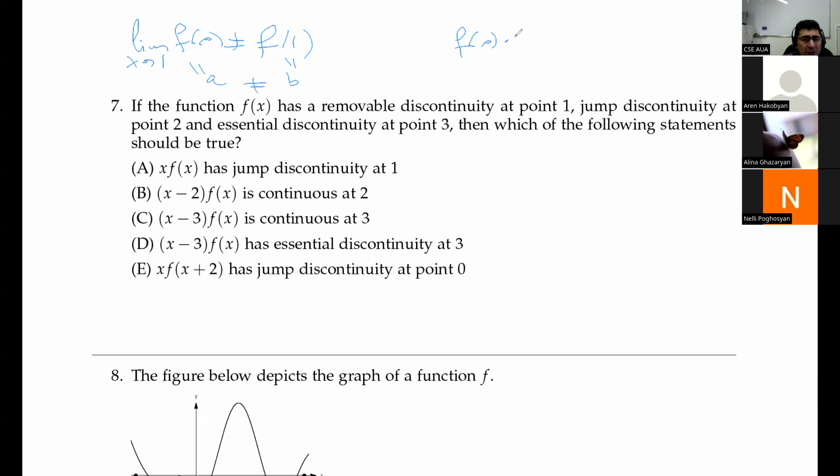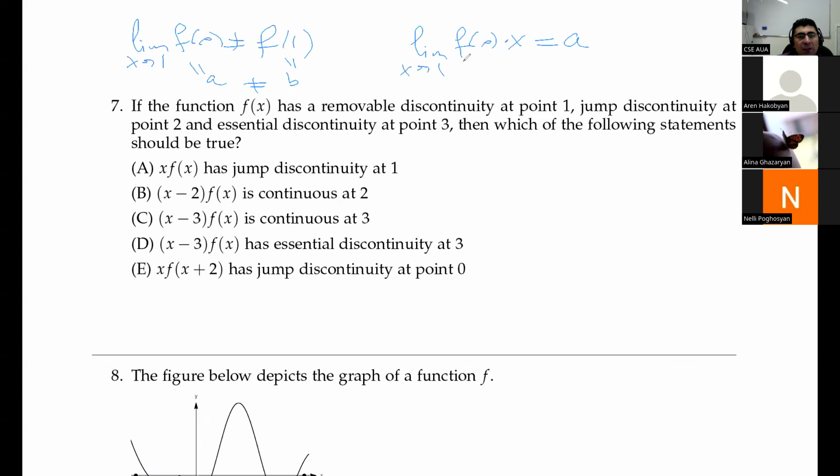Guys, what do you think? What is the limit of f of x times x when x tends to 1? Isn't it the limit of x times the limit of f of x? Yes, and the limit of f of x is a, the limit of x is 1. So f of x times x again tends to a. Because x tends to 1, this product of x has no impact.